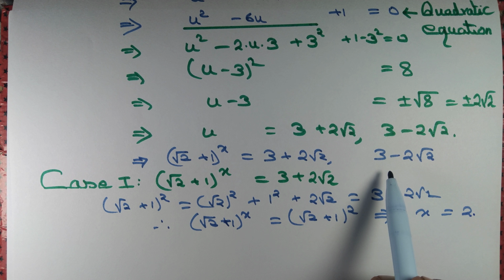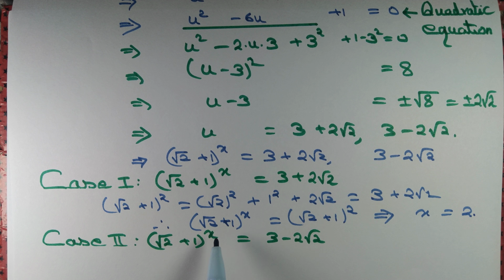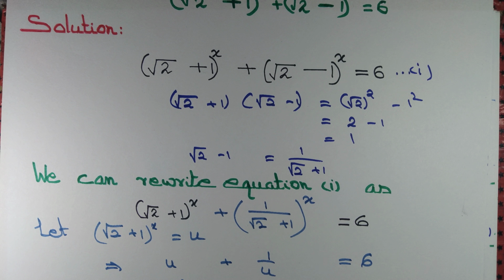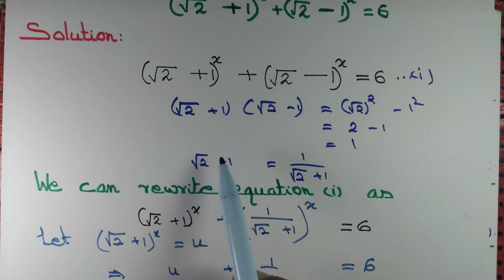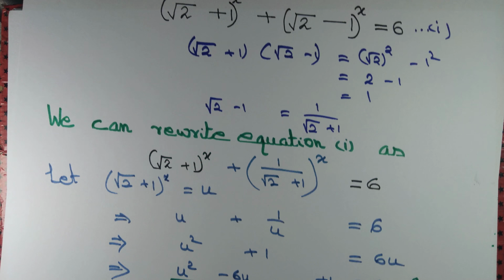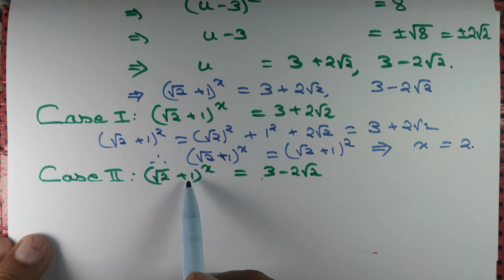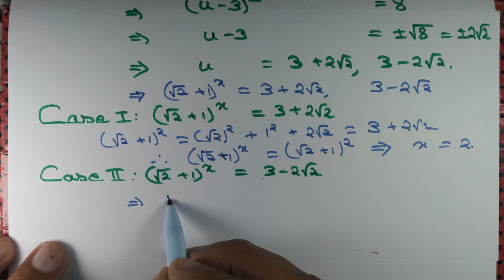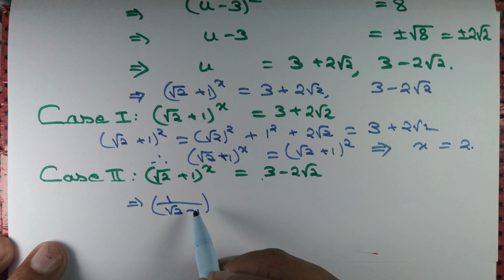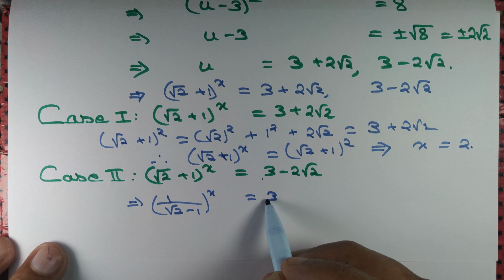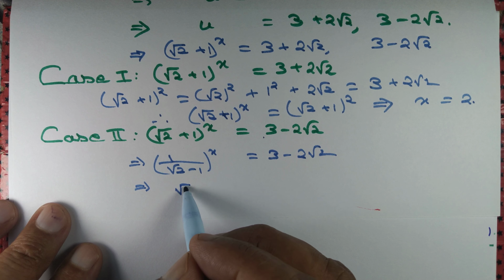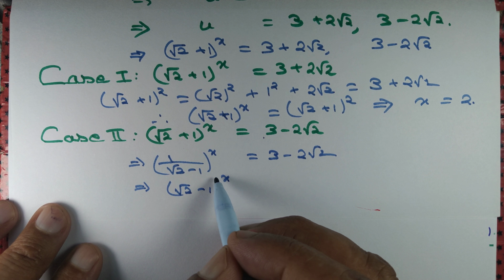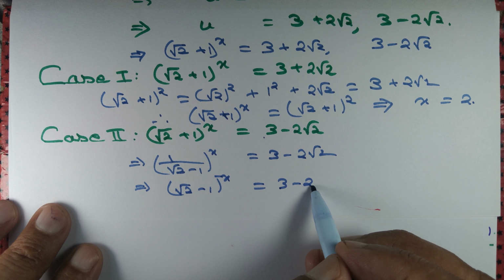Okay, what about the other case? So the second case we have (root 2 plus 1) to the power x equal to 3 minus 2 root 2. Let's look at the initial work we have done. Root 2 minus 1 is 1 by root 2 plus 1. In other words, root 2 plus 1 is 1 by root 2 minus 1. So we can replace (root 2 plus 1) with (1 by root 2 minus 1) to the power x as it is, equal to 3 minus 2 root 2. That can be written as, by law of indices, (root 2 minus 1) to the power minus x equal to 3 minus 2 root 2.